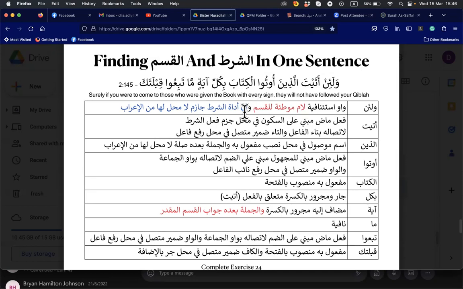So although in comes after it, this qasam wins. So this one gets a jawabul qasam, not the shart. Okay, clear, inshallah. The shart is still obviously there: you have your fi'il shart, the whole jumlah shart part, the conditional part, just that you don't have your jawabul shart. You have your jawabul qasam at the end.